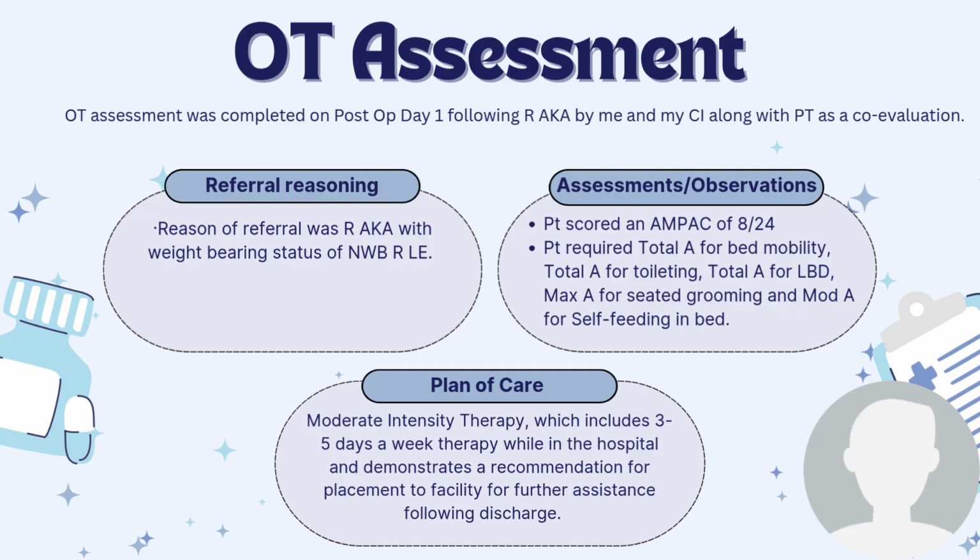So the patient required a total assist for bed mobility, a total assist for toileting, a total assist for lower body dressing, max assist for seated grooming, and moderate assist for self feeding in bed. She demonstrated poor sitting balance at the edge of bed and was unable to attempt a sit to stand. Patient was independent with BADLs prior to hospitalization and now experienced shortness of breath and O2 desaturation on room air during routine tasks requiring pacing, frequent rest breaks, energy conservation techniques, and supplemental oxygen.